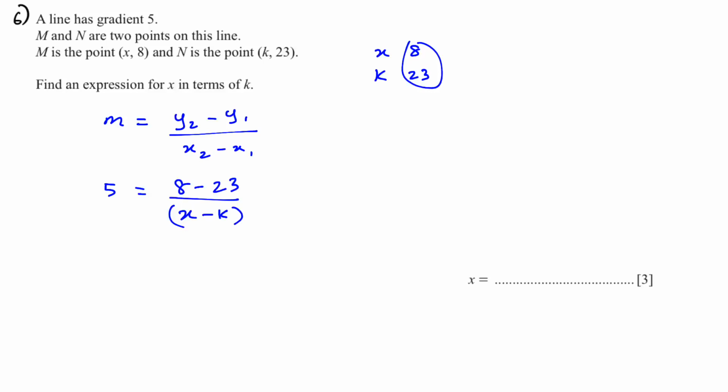We are going to cross multiply, so you will have x minus k is equal to 8 minus 23 divided by 5. Put this in the calculator and you will get -3. The k, move it to the other side because they asked us for an expression for x in terms of k. So -3 plus k. x is equal to -3 plus k.